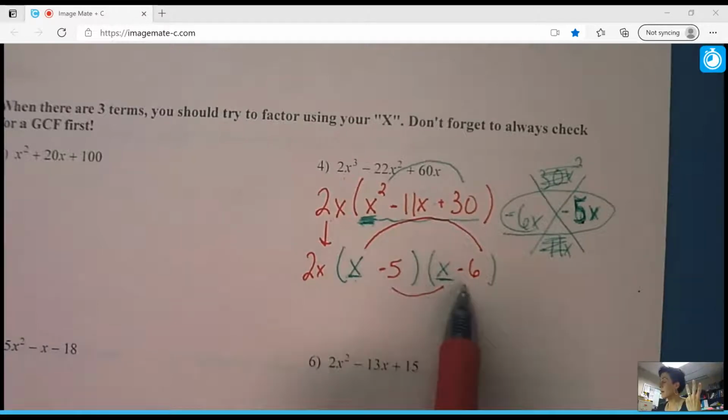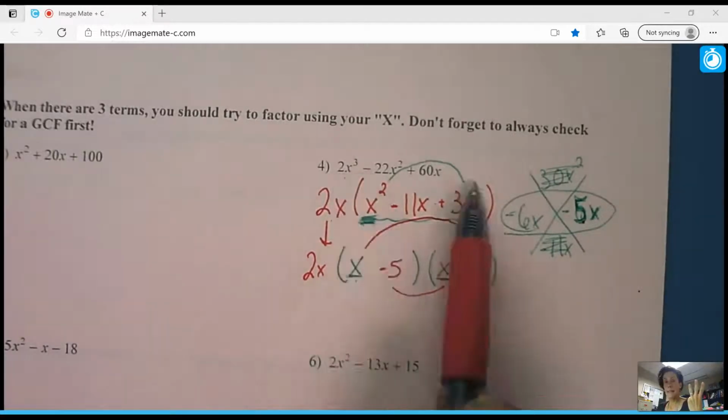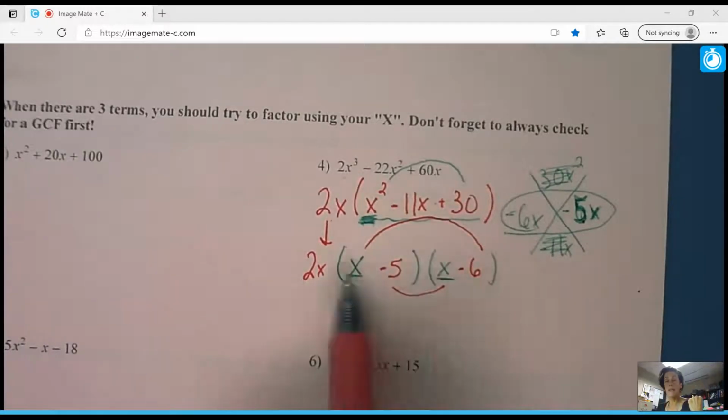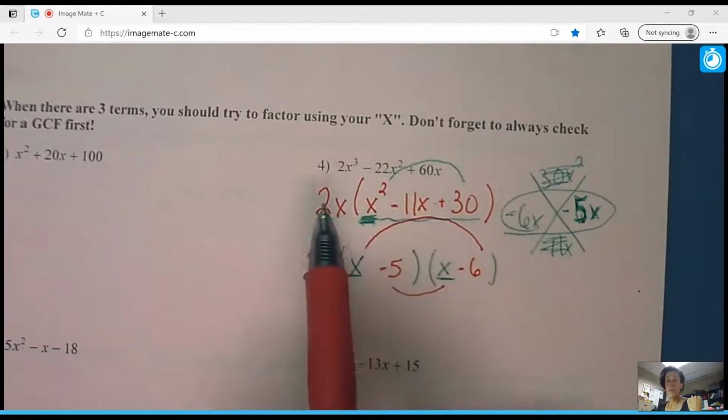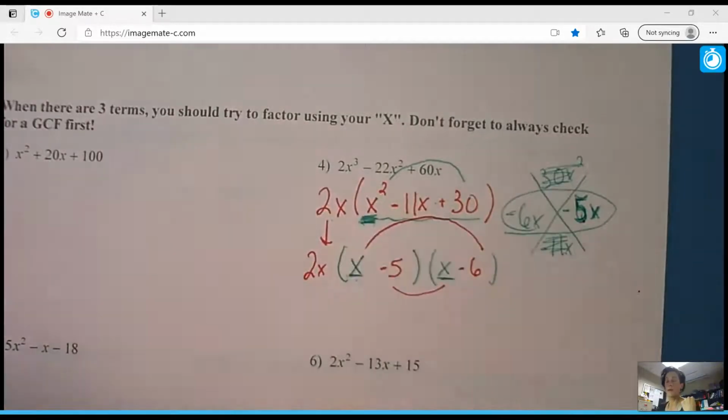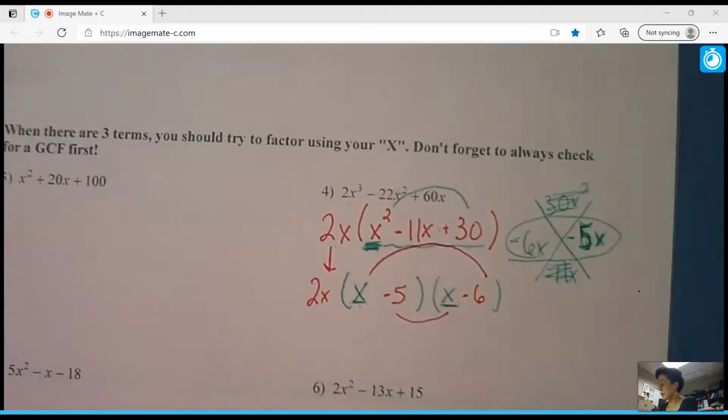So it would take all of these neighbors to meet to get to this. And again, if these neighbors meet, I get this. And then when 2x meets this group, we get right back to where we started. So let's try another problem. Let's try one that doesn't have a GCF.